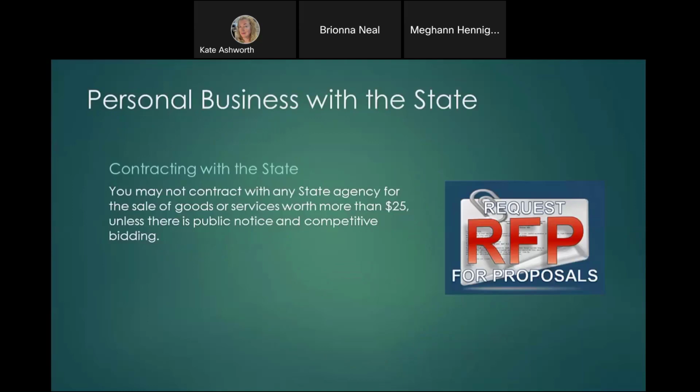This is under Public Officers Law, Section 73.4. This is the rule saying that a state officer employee cannot contract with any state agency for the sale of goods or services if it's more than $25, unless there's public notice or competitive bidding.